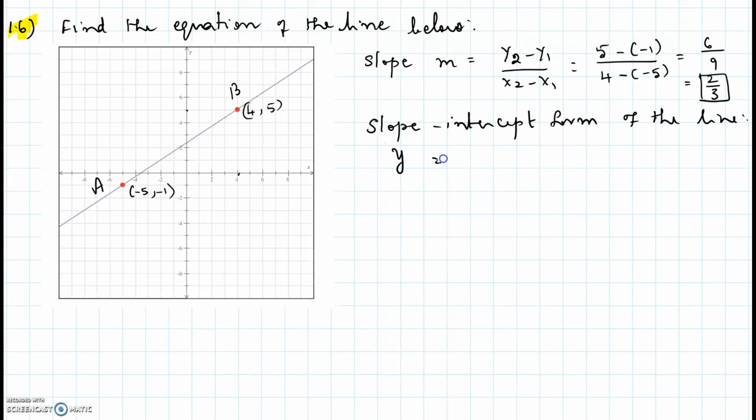That will be y equals mx plus b, but just now we found out what the slope was. That will be 2/3. So it is 2/3 x plus b. We have to find out what this b is. We'll use the fact that the line passes through the point -5, -1 or 4, 5. We can choose 4, 5 being positive. So we will plug in x equals 4 and y equals 5, since 4, 5 lies on the line.